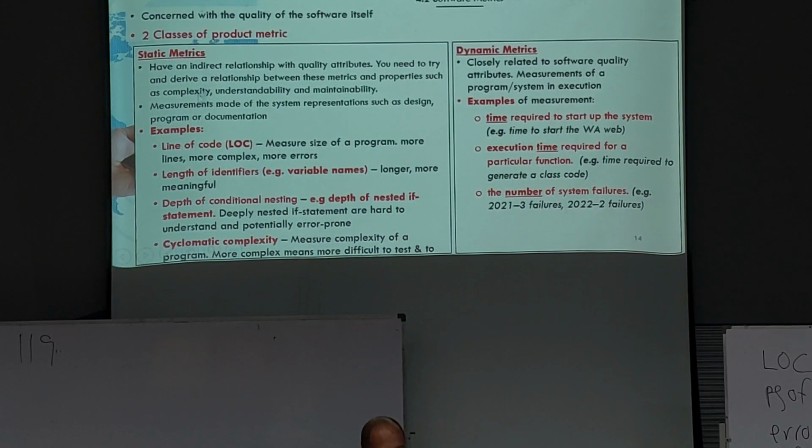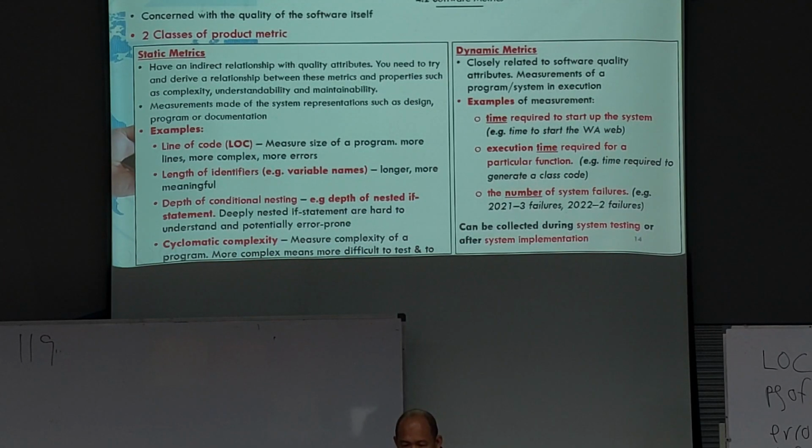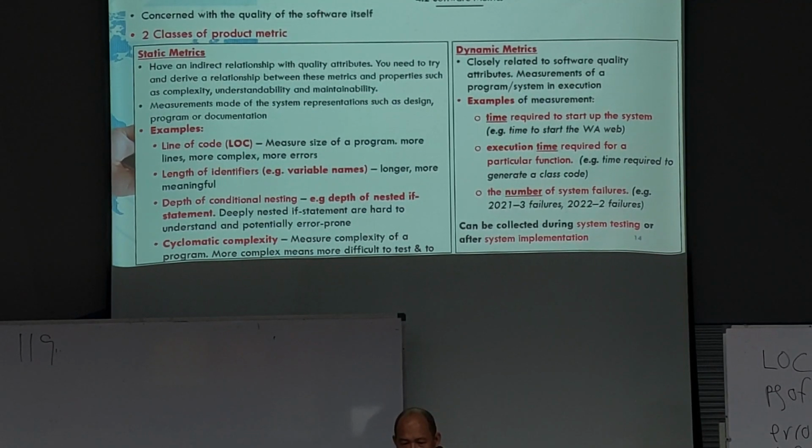Okay, so static metrics are metrics that will not change over time, and dynamic metrics are metrics that may change from time to time. Dynamic metrics can be collected during system testing or after system implementation when you are using the system.